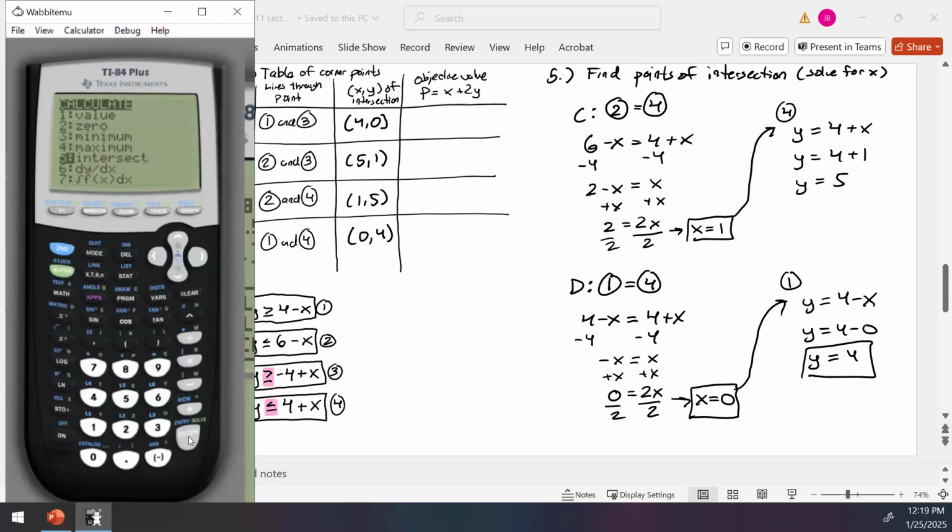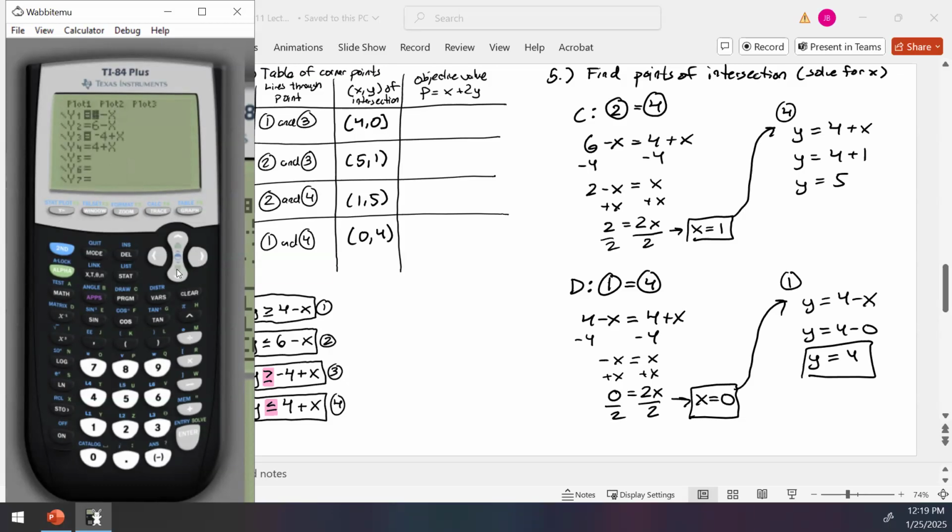So we go to intersect. You press enter, and because these are linear lines, you can kind of cheat it, and you can just press enter 3 times. Enter, enter, enter, and it'll give you the answer. If you have non-linear problems, then you would have to move the cursor so that it's close enough to whichever intersection point you actually want to calculate. But remember, linear lines only have one point of intersection, so it doesn't matter where the cursor is, right? So we got 4, 0, which is what we have here. And then I go back.